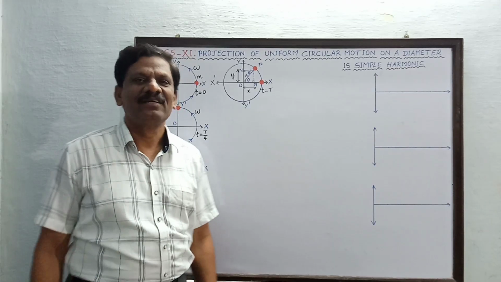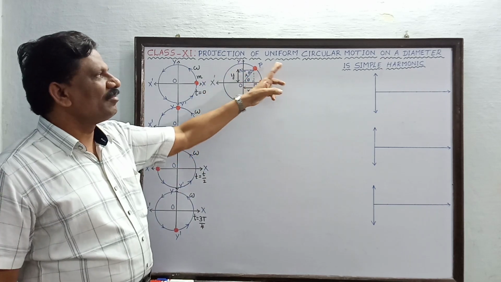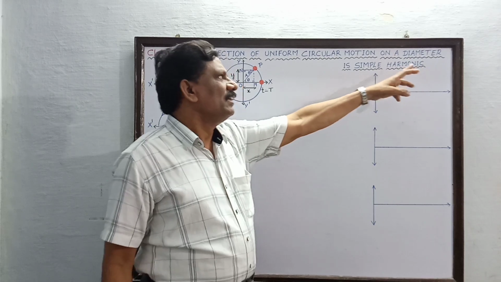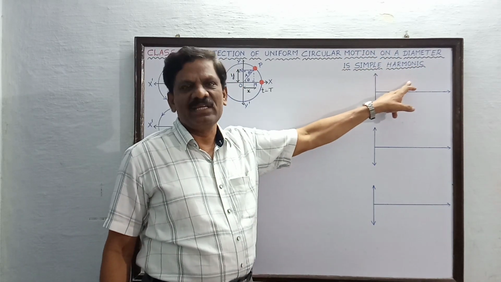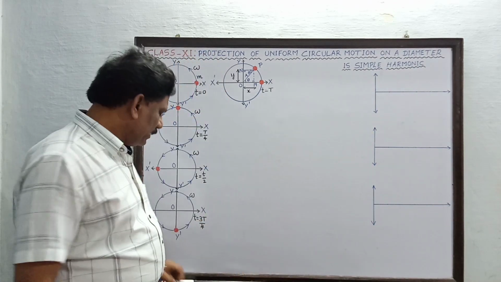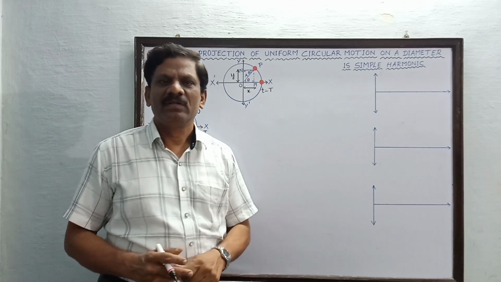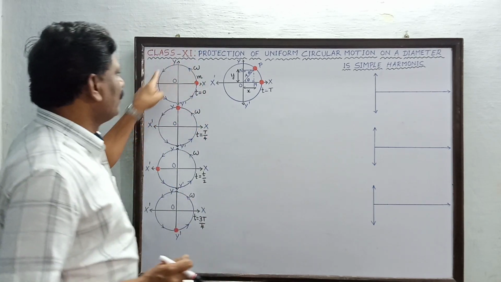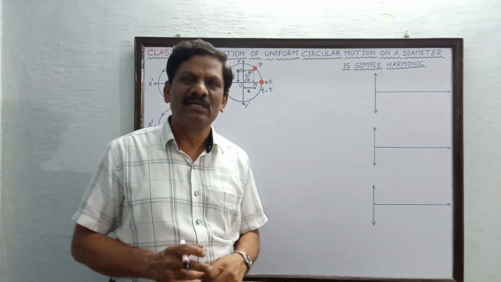Hi students, now we are going to explain the projection of uniform circular motion on a diameter, and we are going to prove that it is also simple harmonic. What is meant by uniform circular motion? First of all, when a body is moving along the circumference of a circle with constant speed, okay?